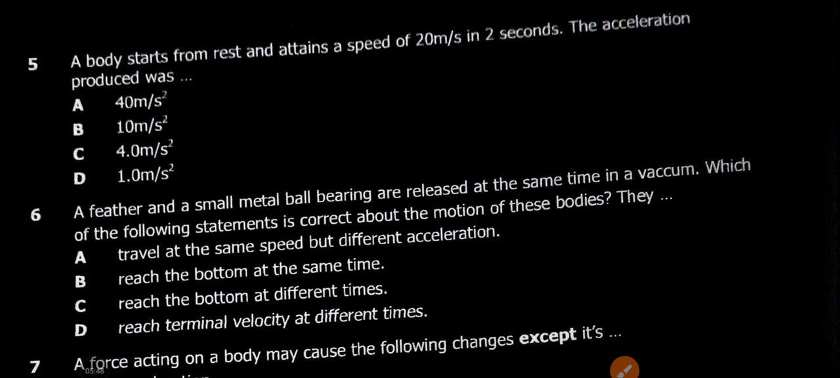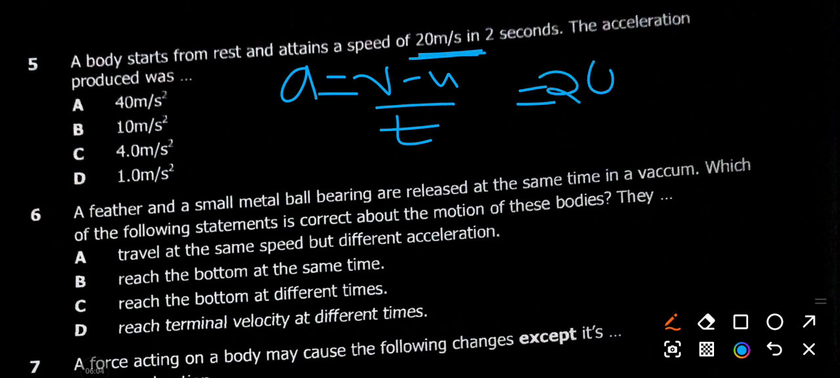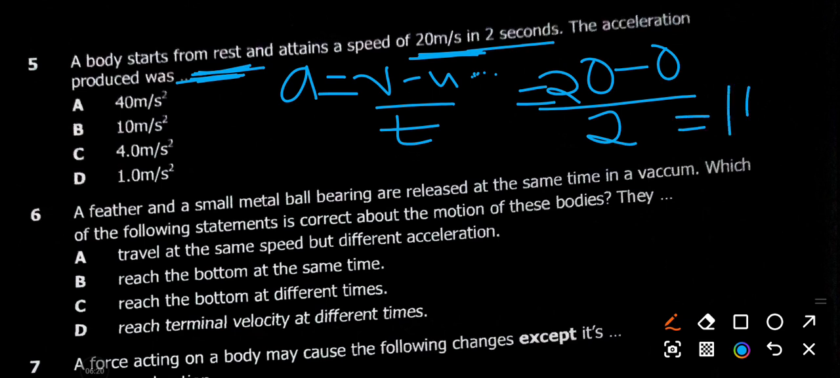seconds. The acceleration produced was, alright, for this question, let us use the formula that says a is equal to v minus u over t. Alright, v is the final velocity, and from the question we are told it's 20, minus u. u is the initial velocity, and the question has emphasized to say the body starts from rest, meaning that u is 0 and the time we're given is 2. So the acceleration is 10 meters per second squared, which is option B.